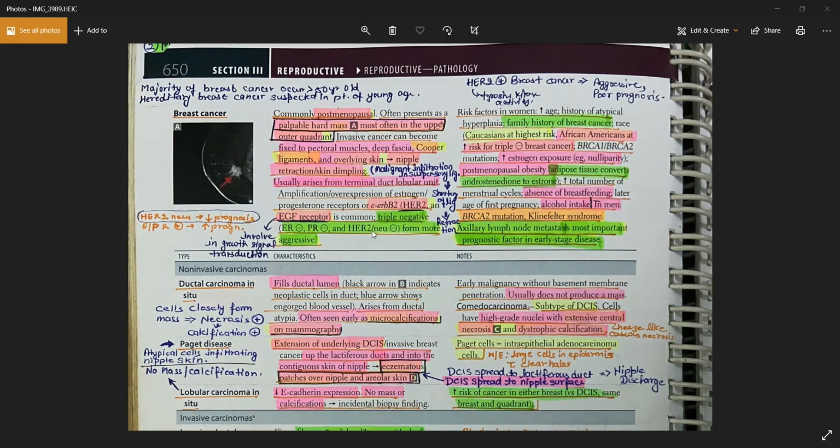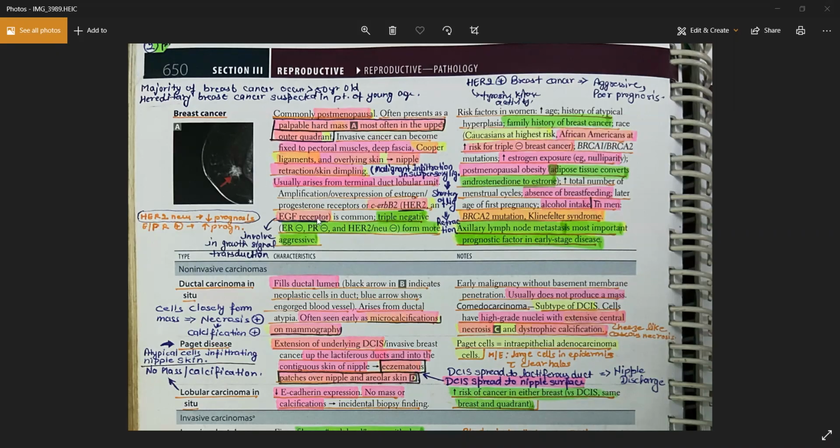Yes. Now, if you have a tumor which is HER2 neu positive, this means these tumors are very highly aggressive type, and they will cause an early metastasis, and as a result, these tumors have a very poor prognosis. Because these tumors are highly aggressive, that's why these tumors have very poor prognosis.